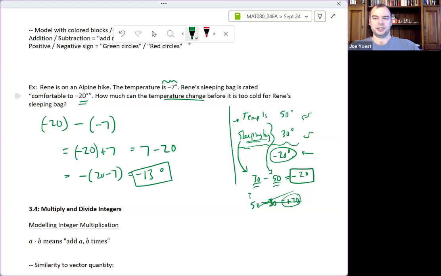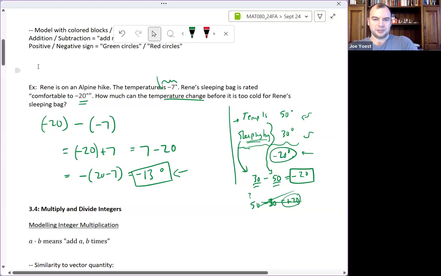How much can the temperature change before it's too cold for Renee's sleeping bag? The temperature can go down 13 degrees. It can change negative 13 degrees before it's too cold for the sleeping bag. And that does make sense. Temperature is currently negative 7. If it got a little bit colder, it'd be negative 8, then negative 9, negative 10, a bit colder still, down to negative 20. So it could go down 13 more degrees and still be within the rating for Renee's sleeping bag. Okay, any questions on any of this?